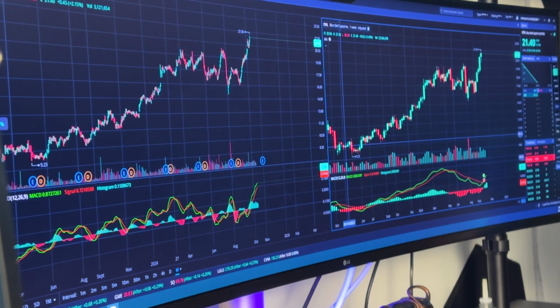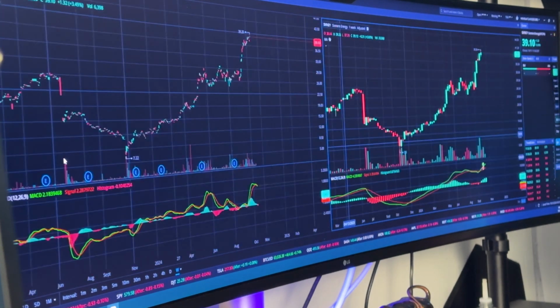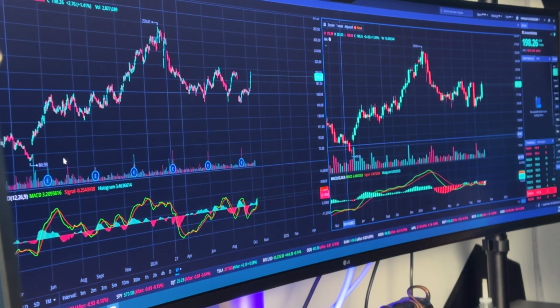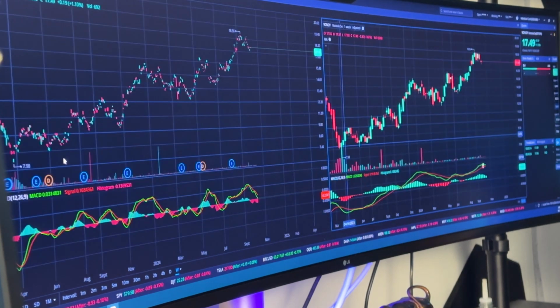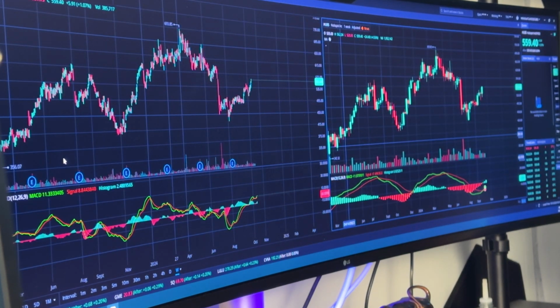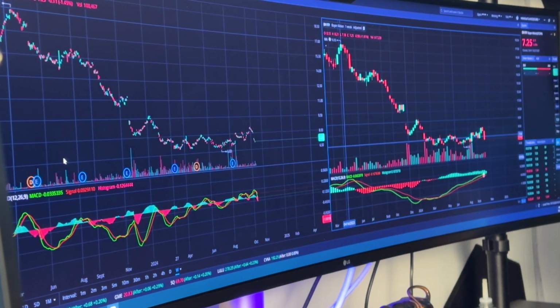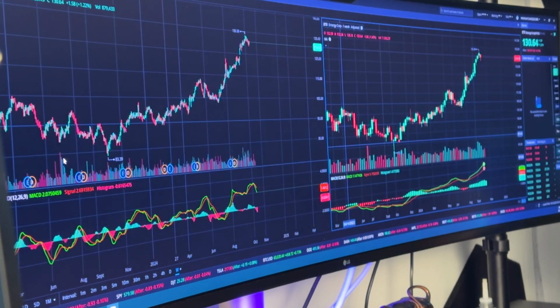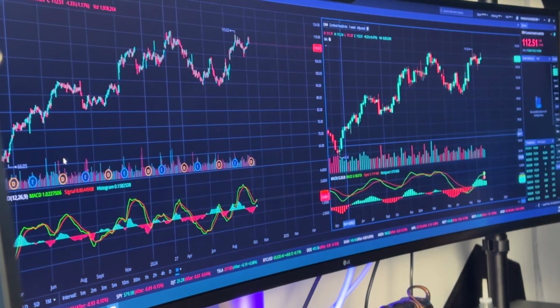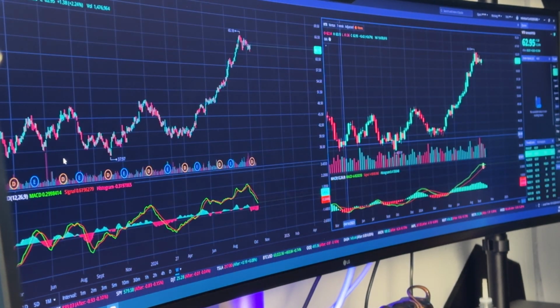Banks, we still have more banks coming in, so we have to be aware. Okay, that's another one. ZScaler, not bad. That's something I need to keep an eye on. But let's keep trying to look for one great company.